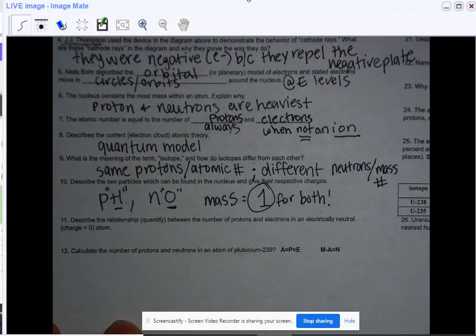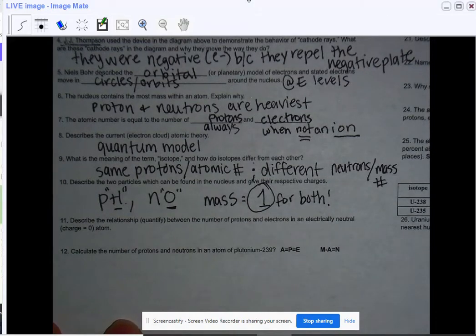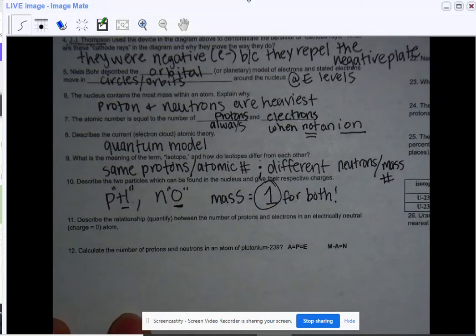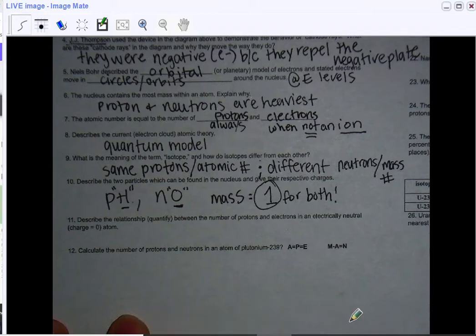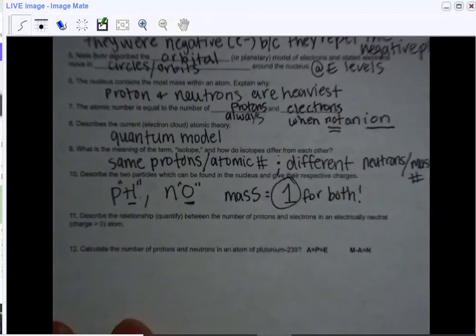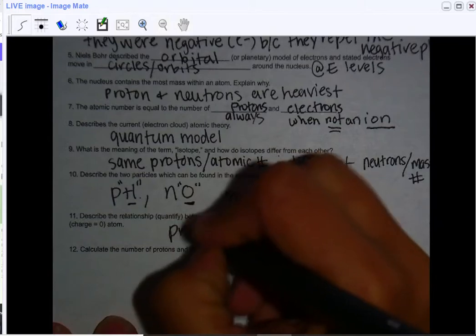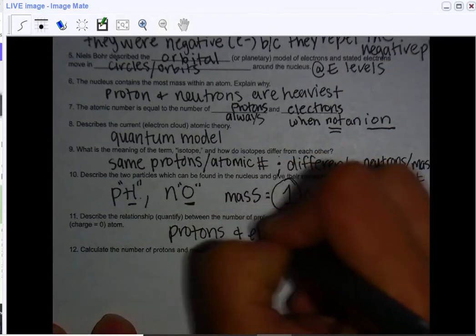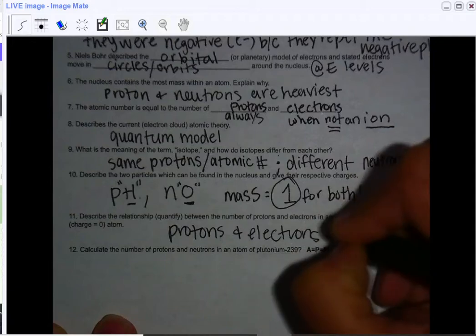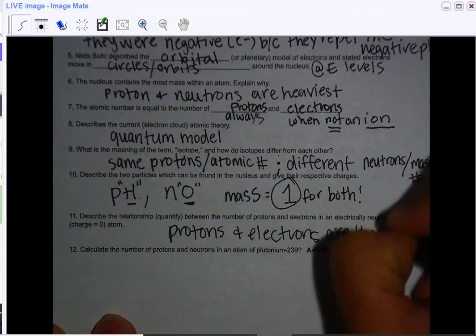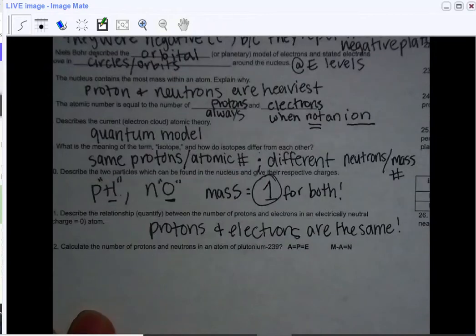So number 11. Describe the relationship, quantify, between the number of protons and electrons in an electrically neutral atom. How would you explain that to someone who has no idea? They're the same, exactly. Protons and electrons are the same. I'm putting exclamation points, not to yell at you guys, just you guys are yelling at yourself.